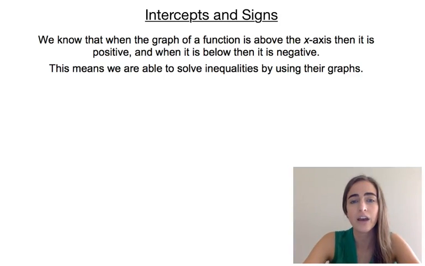In this video, I want to have a look at intercepts and signs of graphs. So we know that when the graph of a function is above the x-axis, the function is positive, and when it's below the x-axis, it's negative. That also means that if it's exactly on the x-axis, then it's equal to 0. And that means that we're able to solve inequalities using the graph of a function.